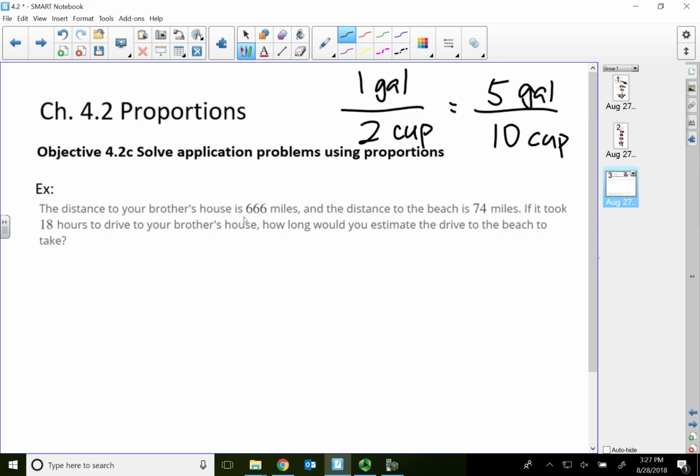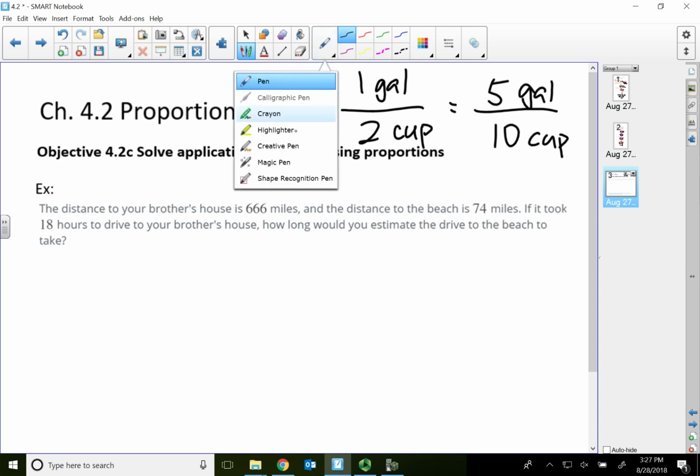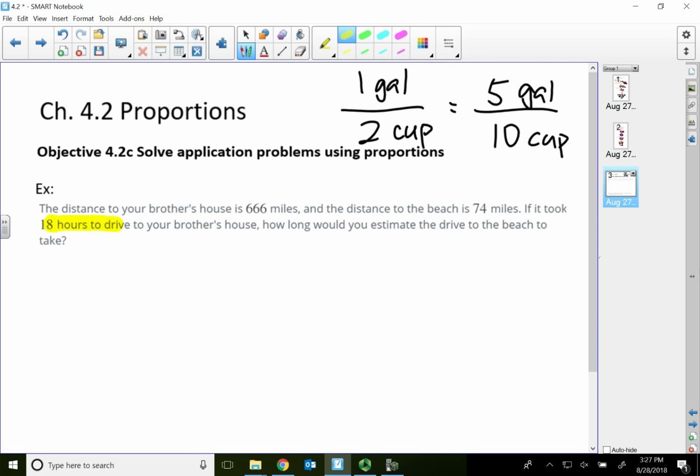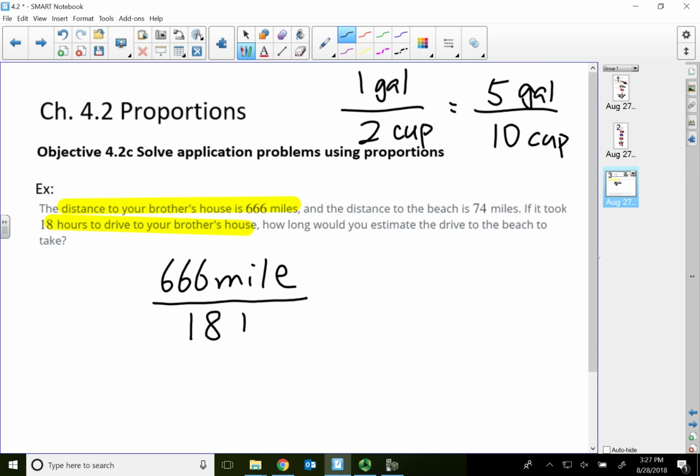The distance to your brother's house is 666 miles. And the distance to the beach is 74 miles. If it took 18 hours to drive to your brother's house, so here we go. 18 hours is driving to the brother's house. The distance to the brother's house is 666 miles. So that means 666 miles to the brother's house is for 18 hours. Okay, so that's my ratio.